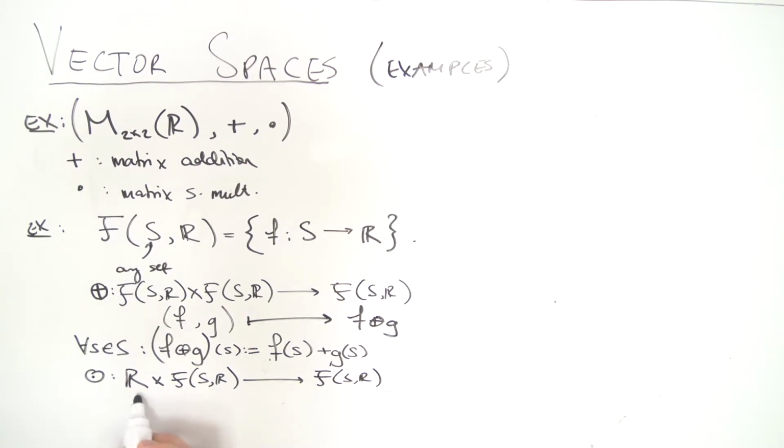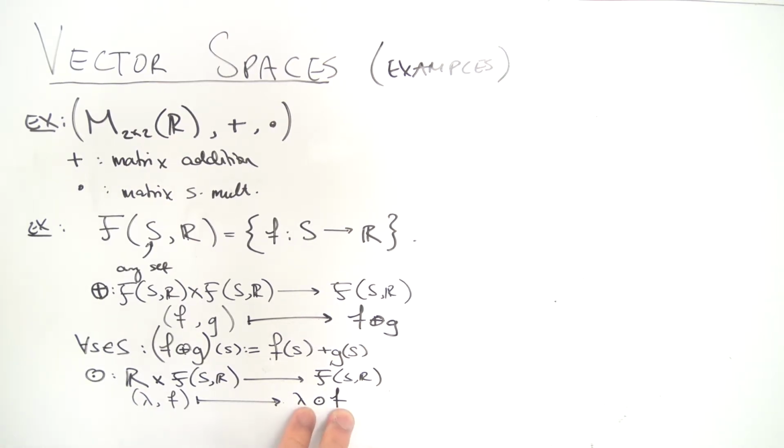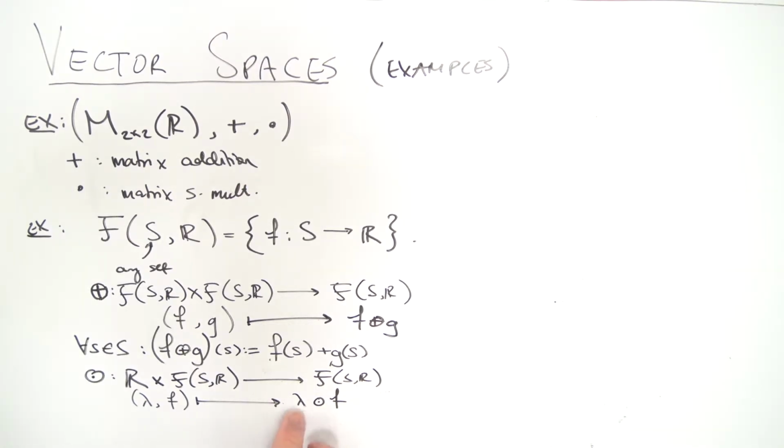Well, let's take a real number lambda along with a function f in our set FSR. This guy is going to be mapped to lambda, similar to this over here. We're going to have circle dot f. Now this is an element of FSR, which means this guy eats an element in S and spits out an element in R. In order to understand this well enough, we need it to act on an element in S.